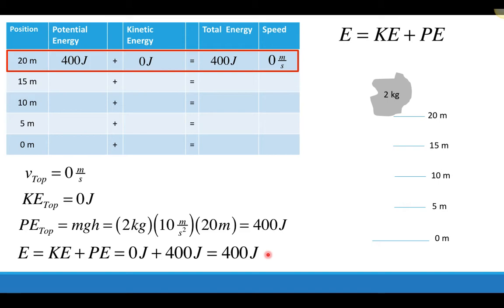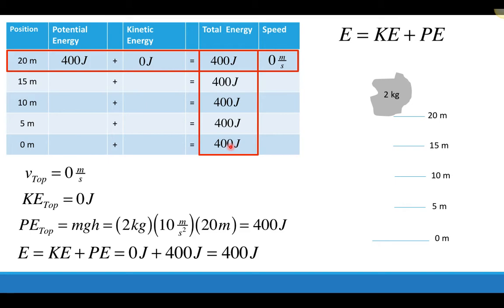So other than the force of gravity, there are no other forces acting on this rock, and therefore I can say that energy is conserved. If energy is conserved, that means the total energy of the system remains unchanged, which means that if I'm at the 15-meter mark, the 10-meter mark, the 5-meter mark, or basically right before it hits the ground, all of those energy values are going to be exactly the same.